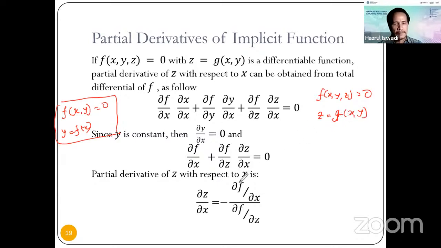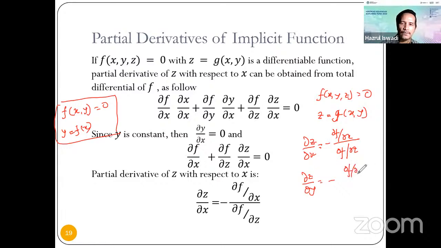So the formula to find ∂z/∂x is minus ∂f/∂x divided by ∂f/∂z. On the other hand, ∂z/∂y will be minus ∂f/∂y divided by ∂f/∂z.